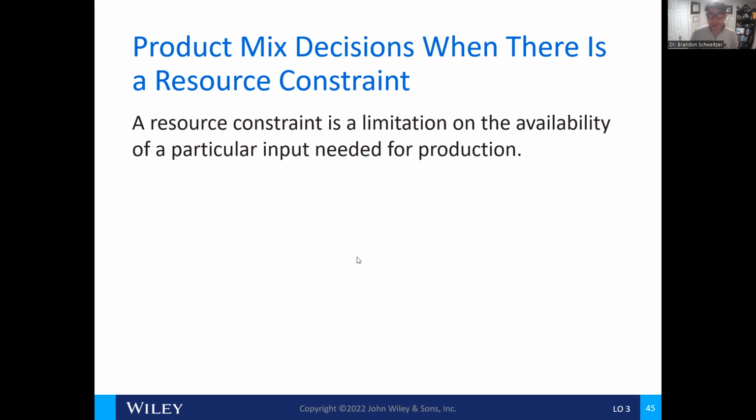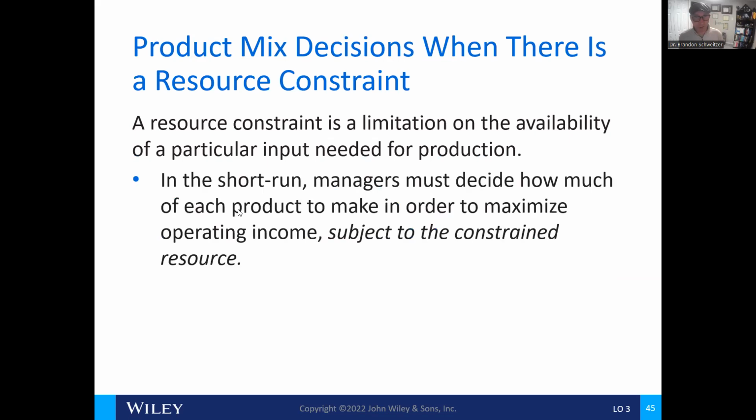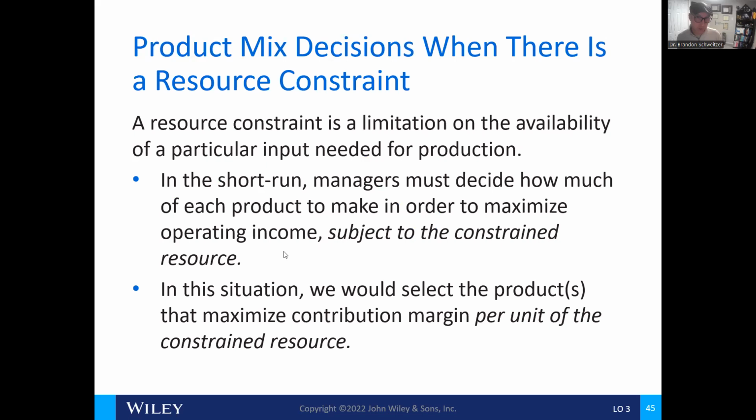There are, of course, resource constraints and limitations when it comes to particular input needed for production. This would include the short run. Managers need to decide how much of each product to make in order to maximize operating income. It's subject to the constrained resources. Of course, in this situation, we would select the products that have the largest contribution margin per unit.